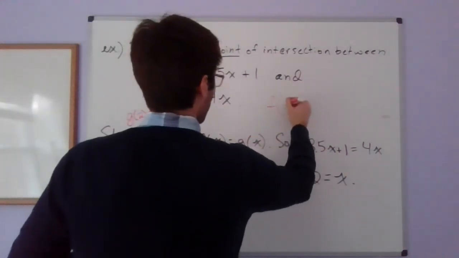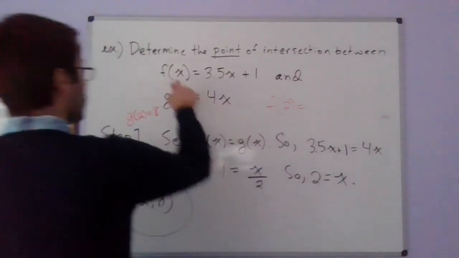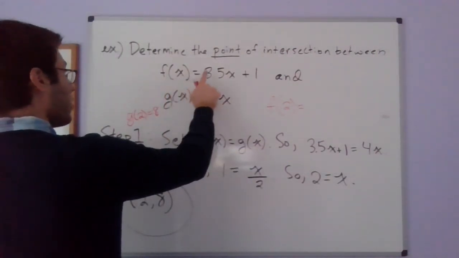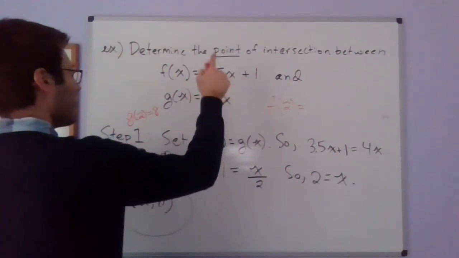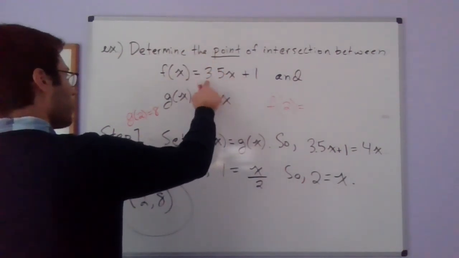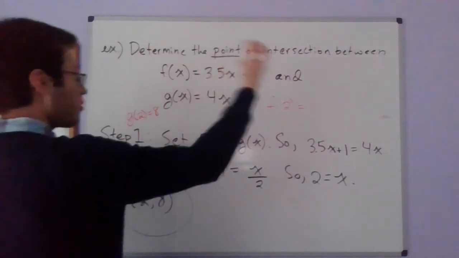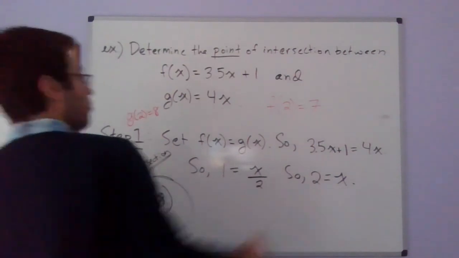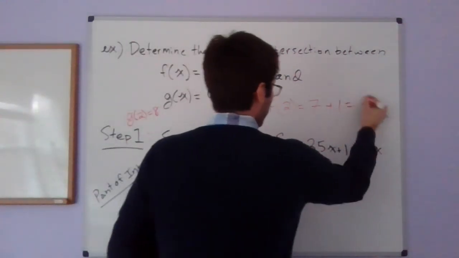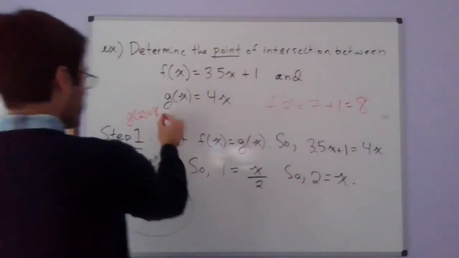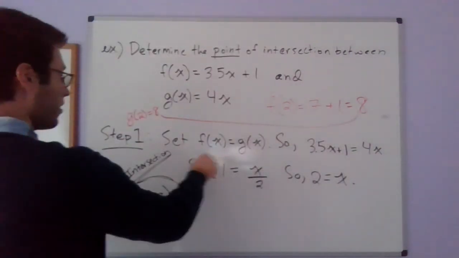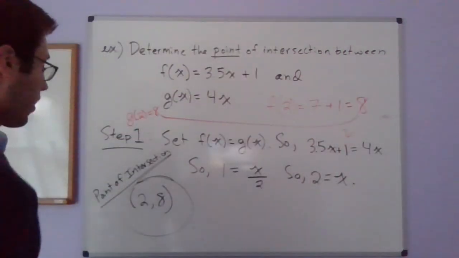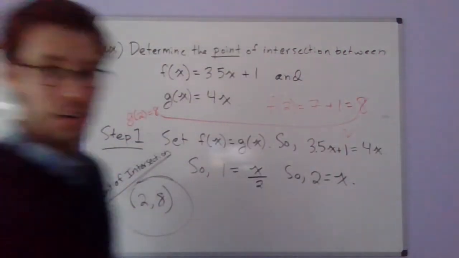So I get f of 2. Everywhere there is an x, I'm replacing that with the number 2. So that's 3.5 times 2 is 7. Plus 1, which is equal to the number 8. Those have to match because we set those things equal to each other. So that's a means to check our work. That is, in fact, our point of intersection.